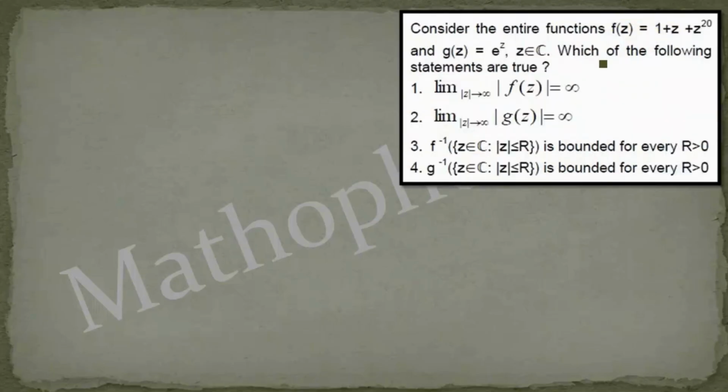Next question பார்க்கலாம். Consider the entire function f of z is equal to 1 plus z power 20 and g of z is equal to e power z. Then which of the following are true ன்னு கேட்டிருக்காங்க. First, limit mod z tends to infinity, mod f of z is equal to infinity கொடுத்துருக்காங்க.